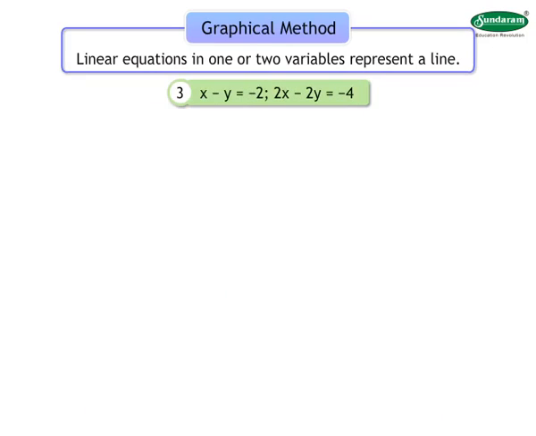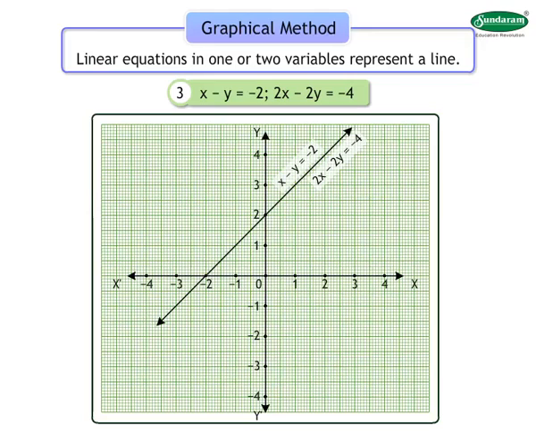Number 3. Now consider the equations x minus y is equal to minus 2 and 2x minus 2y is equal to minus 4. The graph of the equations appears to be one line. Here, every point of the line is the point of intersection. Hence, all the points on the line are the solutions. It has infinite solutions.